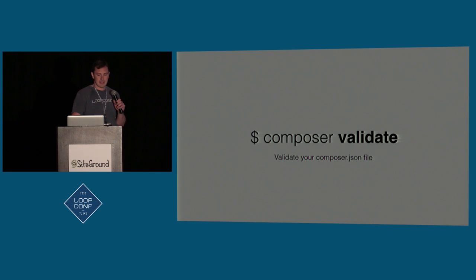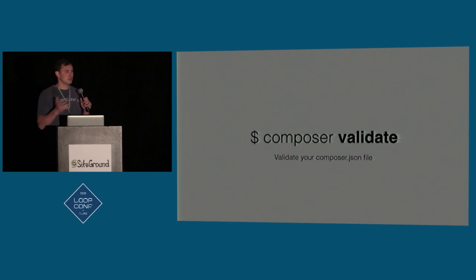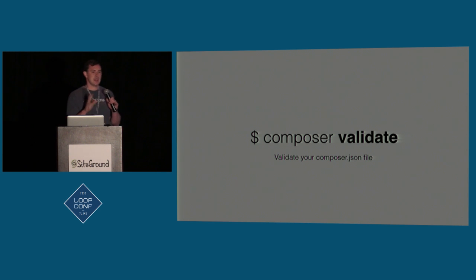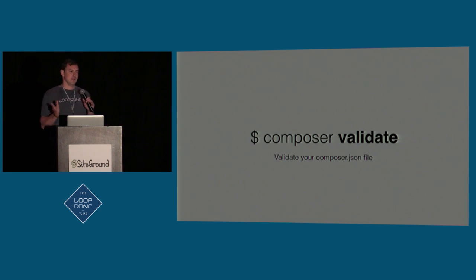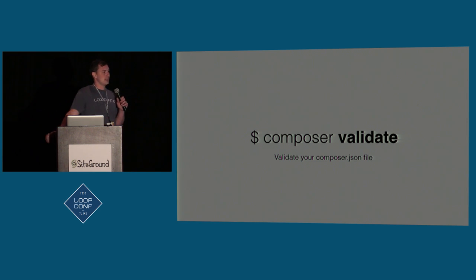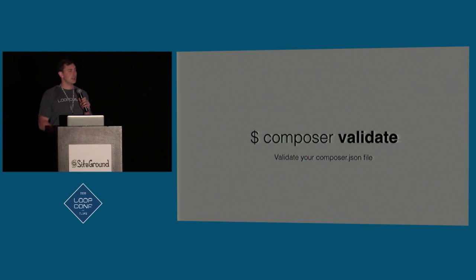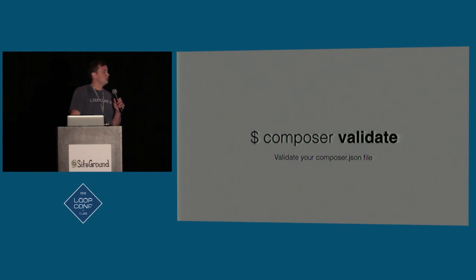So composer validate, if you for some reason needed to go in and actually manually edit this configuration. Sometimes if you don't get the JavaScript Object Notation syntax correct, your thing won't run. So composer validate will actually check your configuration and tell you if you have any issues in it, and it can be very helpful if you do any manual editing.